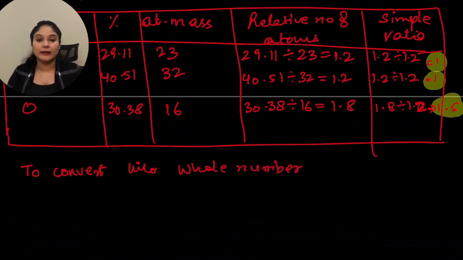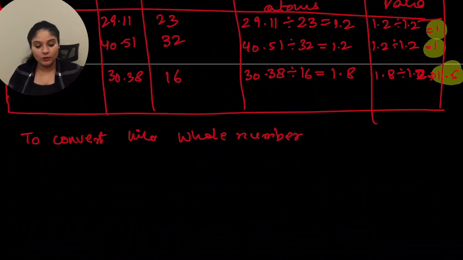You'll just multiply them by any given number that can convert it into a whole number. So you have 1.5. To convert 1.5 into a whole number, just multiply it by 2, you get a 3. So whatever numbers you're not getting in whole numbers, multiply all of them with a number that all of them can convert into a whole number. So to convert them into a whole number, I'll multiply all of them by 2.